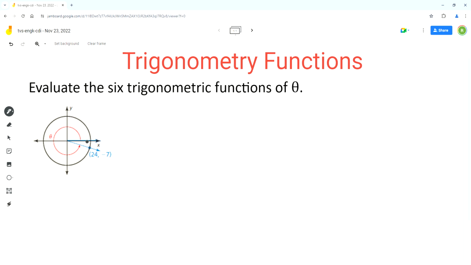As per the diagram, angle theta lies in quadrant 4. We are given the terminal arm for the angle and point 24, -7 lies on this terminal arm. We'll use this point to find the value of the 6 trigonometric functions of theta. The 6 trigonometric functions are sine, cos, tan, cosecant, secant, and cotangent.